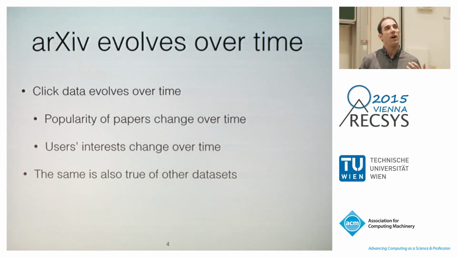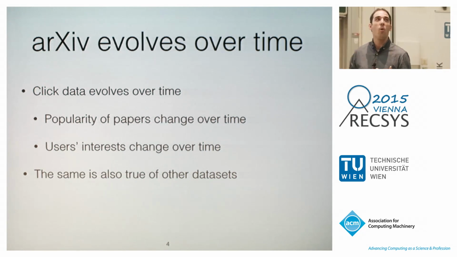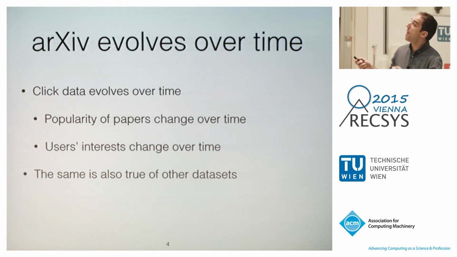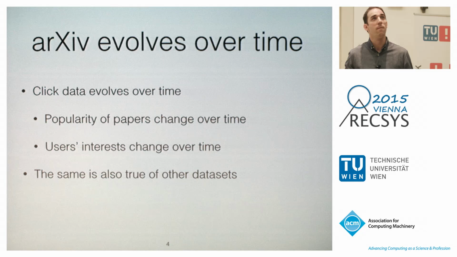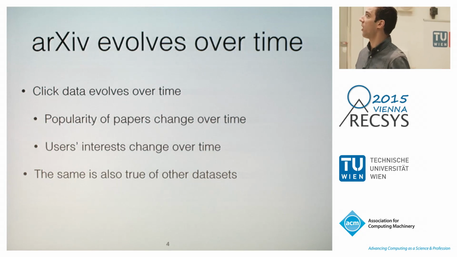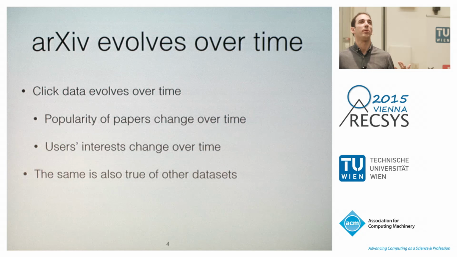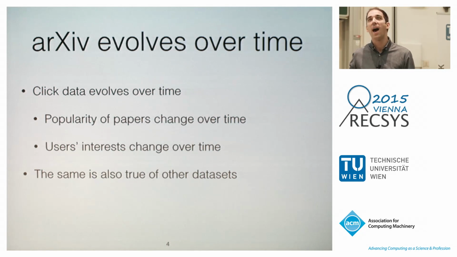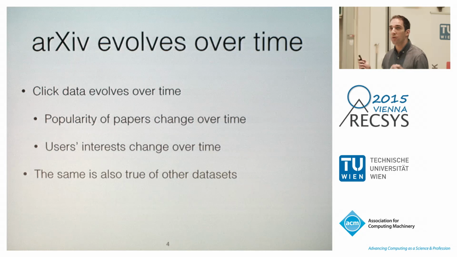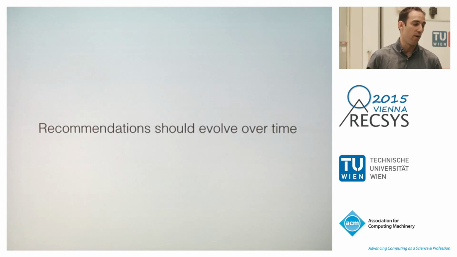And so in our recommendation systems, we may want to take that into consideration. Particularly, I've shown you that the popularity of papers changes over time, but users' interests also change over time. Throughout this talk, I'll use the archive as a prototypical example, but I'm sure you all have a data set that you know and love that has these sorts of properties. So the theme of this talk is really that recommendations should evolve over time.